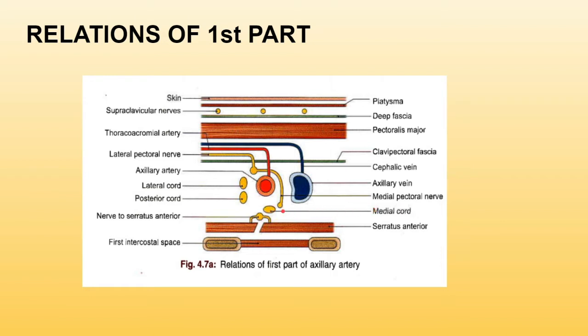Then the lateral relation. The lateral relation includes these cords, the lateral and the posterior cord. In the posterior relation, the medial cord. In the lateral relation, the lateral cord and the posterior cord of the brachial plexus. These two. And the medial relation includes only one vein known as the axillary vein. The axillary vein comes in this part, the medial relation.